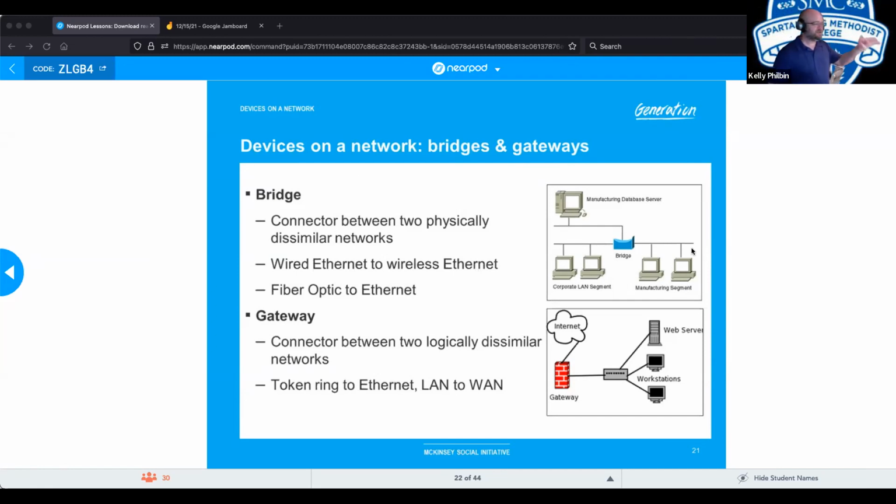So, okay, bridges, gateways, switches, and hubs. All hearts and minds are clear, at least a basic definitional understanding of what they are and what they do. All right. Next.